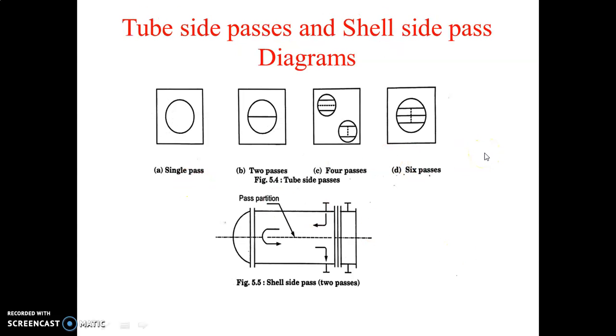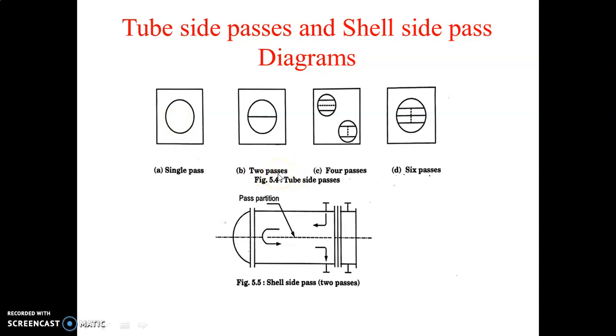So as in a previous slide I had discussed that there are two types of passes, tube side passes and shell side passes. Tube side passes are generally added into the channel side. So this is actually, we can say, the side view. From the side view we can observe this. So single pass means there is no flow path or partition added. So here the fluid is passing only one time.